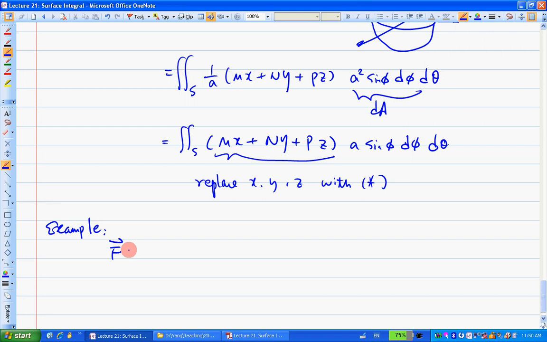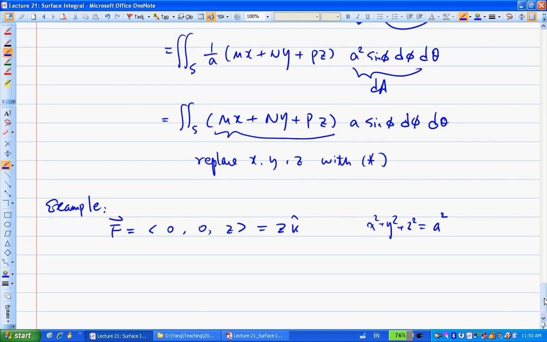So we'll finish the example that we left over there. Here's the vector f, z k hat, and then we have the sphere x squared plus y squared plus z squared equal to a squared. Then we're going to use spherical coordinates. So the surface integral, now I use this because it's a closed surface.